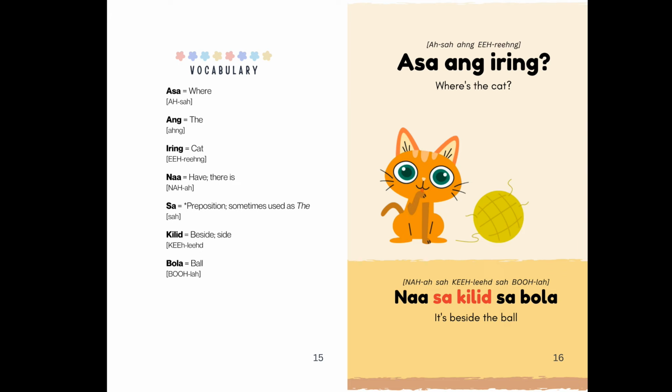Vocabulary list. Asa means where. Ang means the. Iring means cat. Naa means have or there is. Sa is a preposition, sometimes used as the. Kilid means beside or side. Bola means ball.